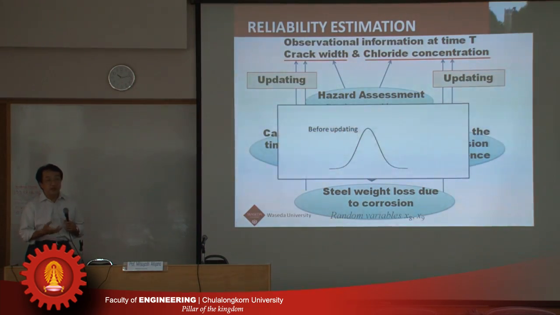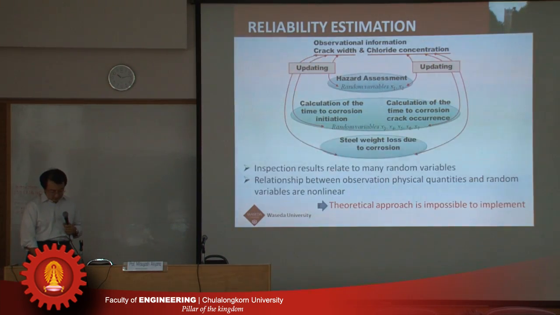So the probabilistic density function can be updated like this based on the inspection result. This is an inverse problem. However, generally, inspection results relate to many random variables. In addition, the relationship between observed physical quantities and random variables is nonlinear. So a theoretical approach is impossible to implement.